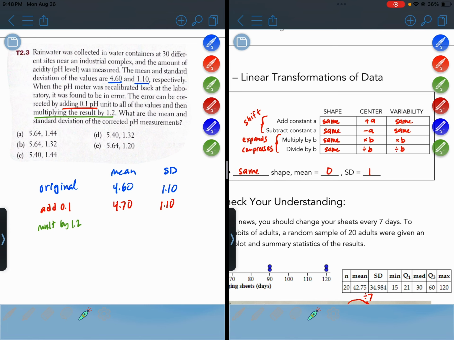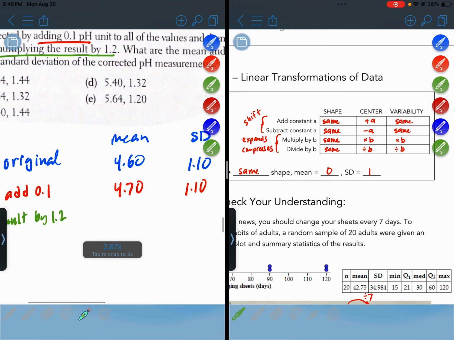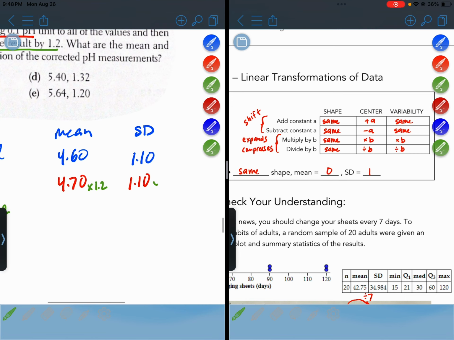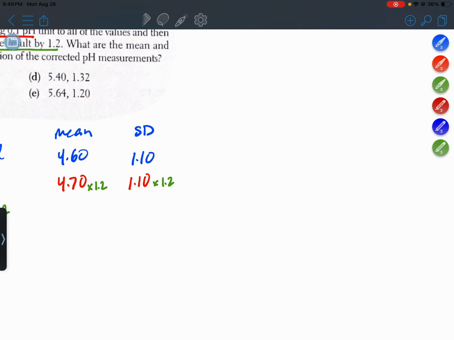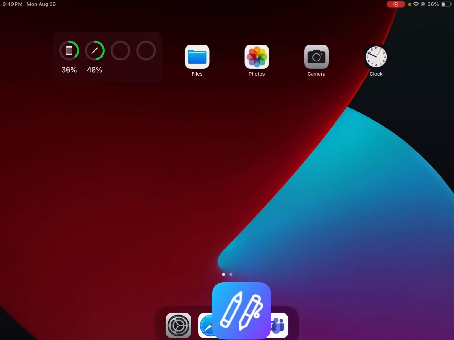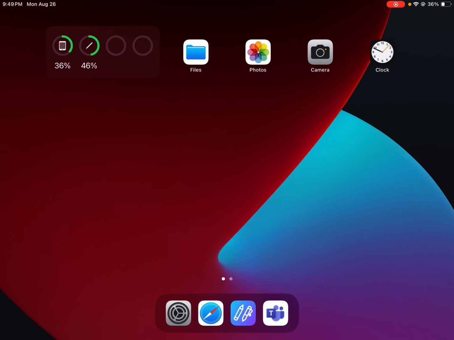Okay. All right, so what we need to do now is we basically need to multiply this by 1.2 and then multiply this by 1.2. Okay. All right. Let's go ahead and pull up a calculator.